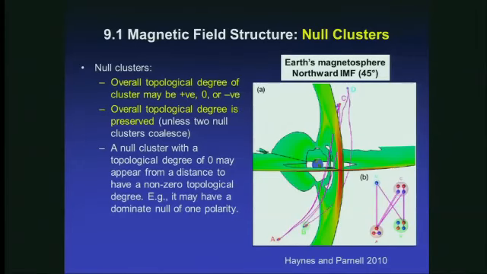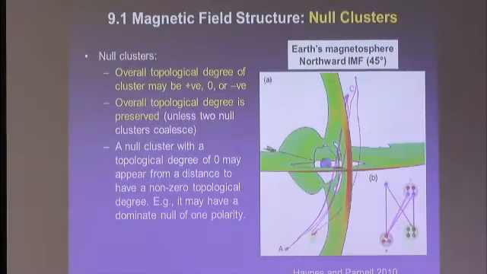Now, a null cluster with a topological degree of 0 may actually appear from a distance as if it's one with a topological degree which is non-zero, i.e. it may have one dominant null of some particular polarity, which is what happens in group B here. It actually looks like it has the same topological degree as group A, and it behaves as if it's got a positive null point. Negative.